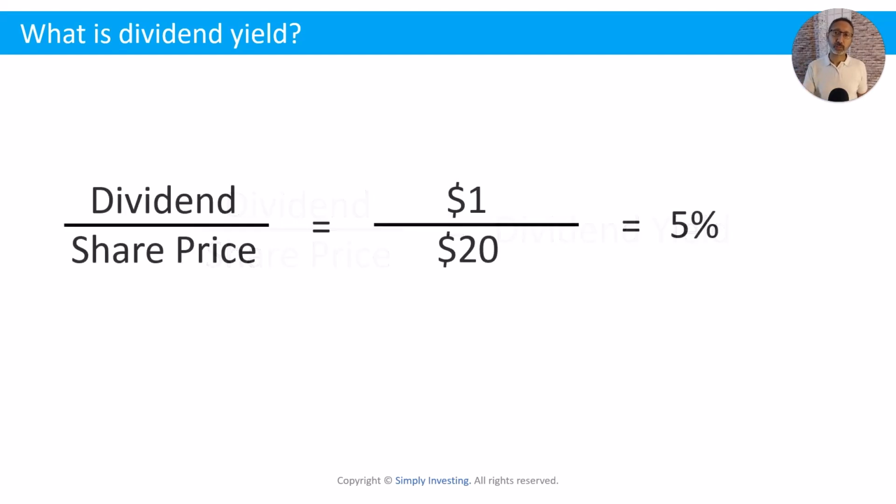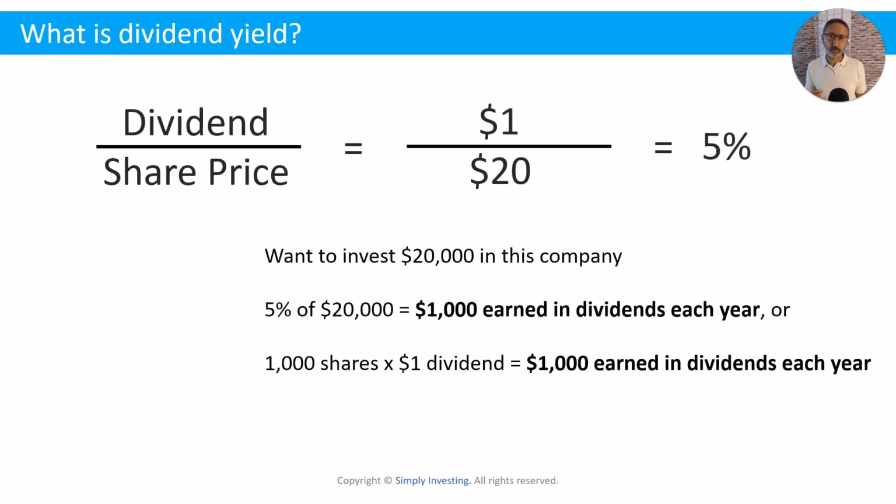So in this example, let's say the company is paying a dividend of $1 per share annually, and the share price today happens to be $20. So 1 divided by 20, we're going to express that as a percentage. It's 5%. So what does that 5% really mean? Let's take a look. Let's say you had $20,000 to invest in this company. 5% of $20,000 is $1,000.